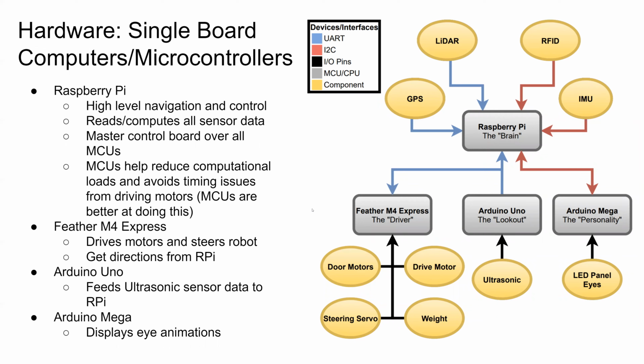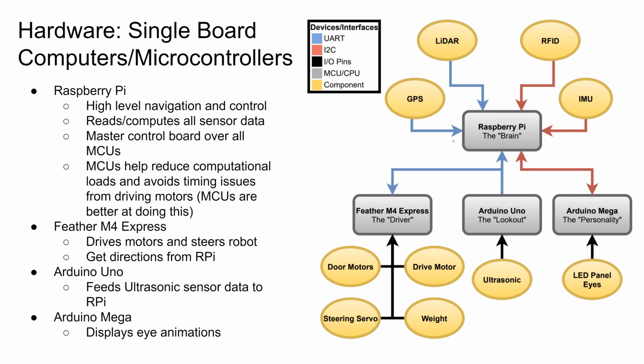So I'm going to talk about the hardware that was on our robot. So we had a Raspberry Pi, which they consider a single board computer, not so much a microcontroller, but more of a computer. And what we had it doing was high level navigation and control. It read all of the sensor data and computed them, and then fed that information to the microcontrollers.